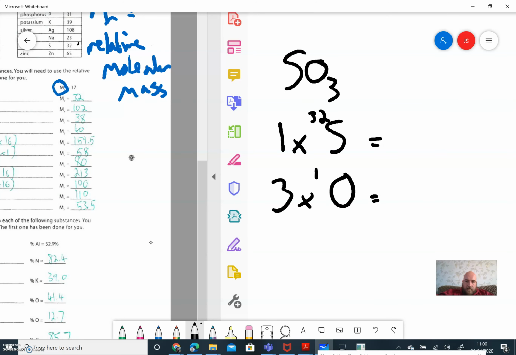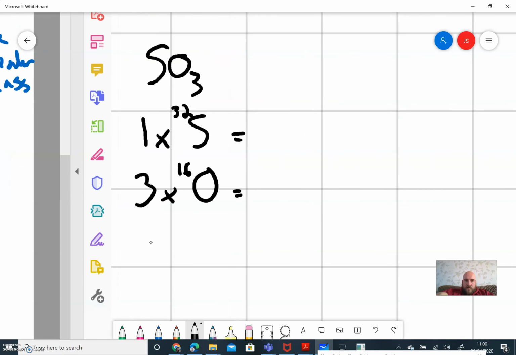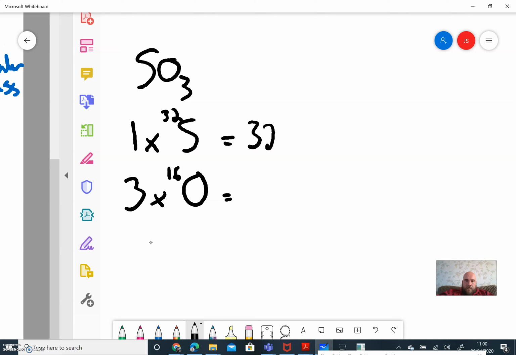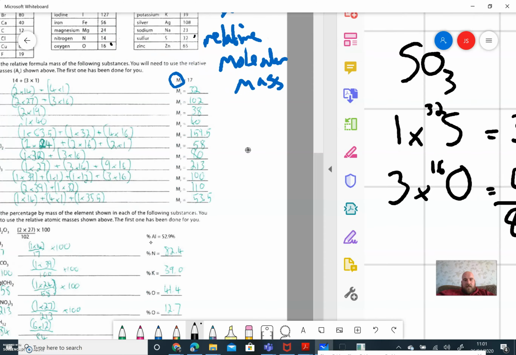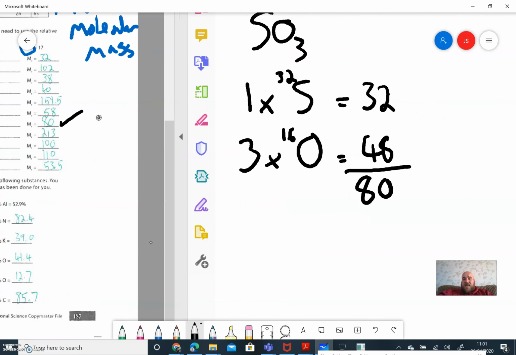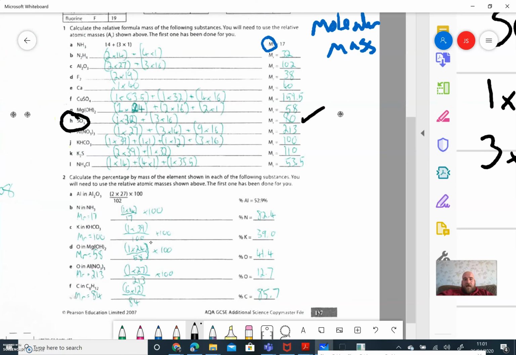32, 16. So then 1 times 32 is 32. 3 times 16 is 48. Add them together, what do I get? 80. So I think that is the actual answer there, which was 80. Correct. So again, it's just adding up the weights of all the different atoms in a compound, and the more you practice, the better you'll get.